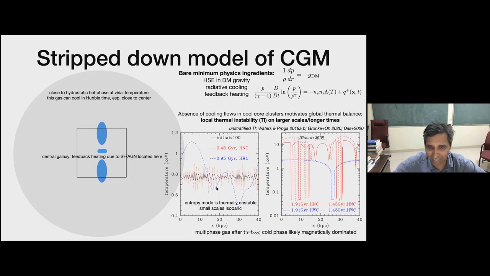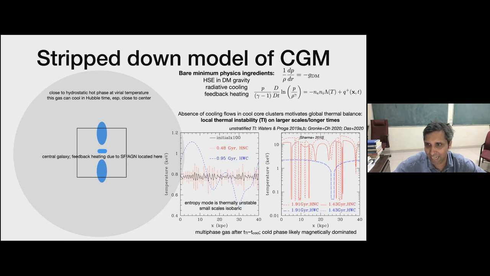You also see this dashed blue line, which has thermal conduction in it. The role of thermal conduction is to wipe out perturbations at small scales. And the scale below which perturbations are wiped out is called the Field length.